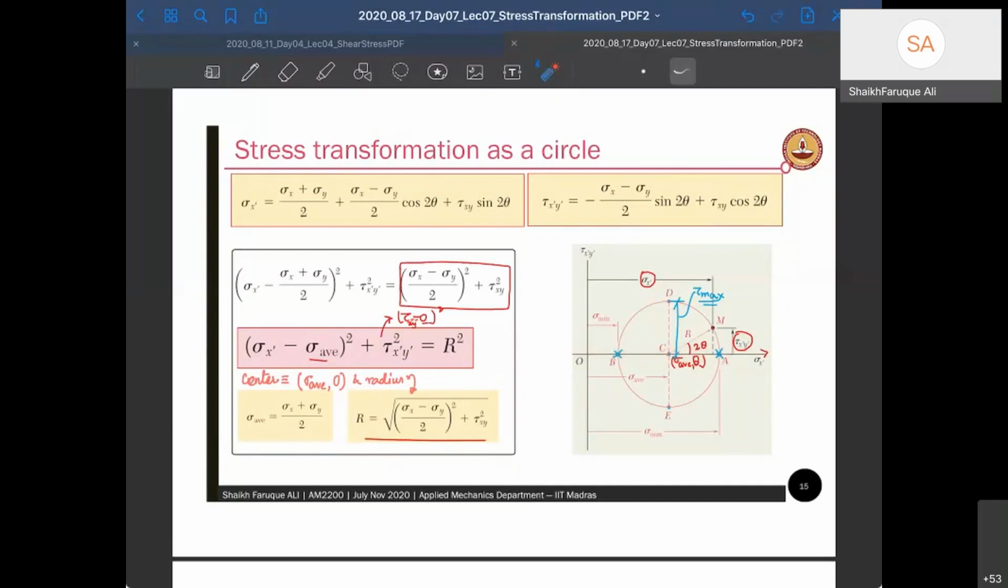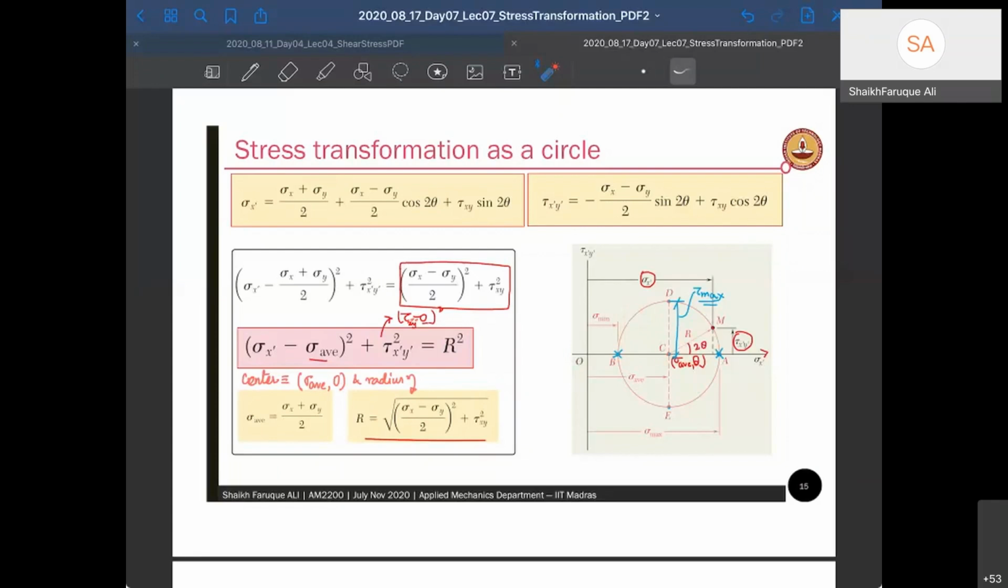Similarly, you can find the maximum shear stress, that is this one, and it will be equal to R. So your maximum shear stress is equal to R. And at maximum shear stress, the normal stress value is the average normal stress. Any point you take on that circle will represent a normal stress and a shear stress for an angle which is 2 theta, remember that, not theta, 2 theta.